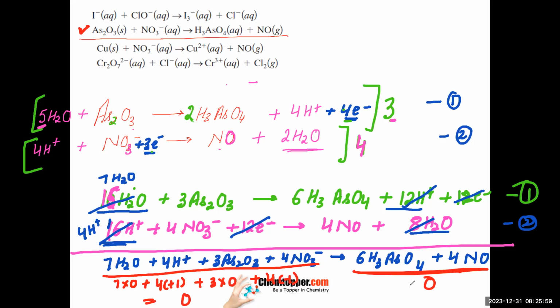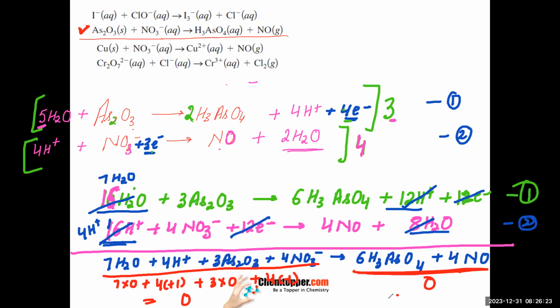So this is your completely balanced equation without any error. If you get an error here, if let's say your charges are not the same, which happens many times when I'm balancing, then go back and check your steps, all the steps from the starting. Just check the step where you made the error and correct it, and you will get the right equation.